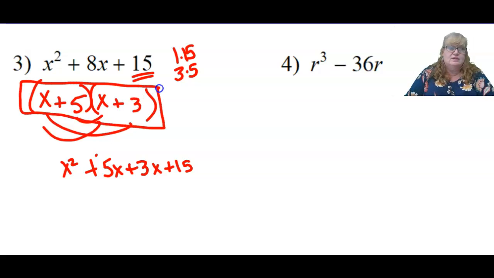All right, binomial tells me I can't do this business. I can maybe take out a term though.